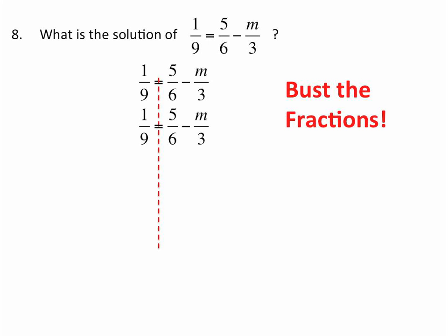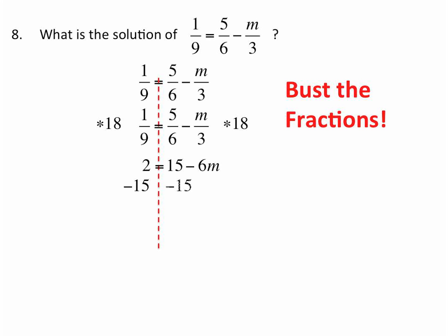So if I bust it out by multiplying the whole thing by 18, 1 times 18 is 18, divided by 9 would be 2. 18 times 5 is 90, divided by 6 is 15. And then 18m over 3 would just be 6m. And it would look like that.